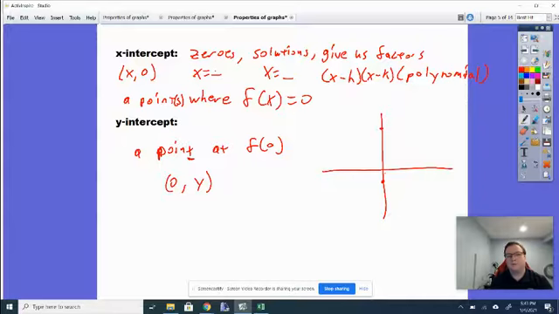Now, can I have a graph with multiple functions? Sure. But within each function itself, I can only have one y-intercept, assuming, again, it's truly a function. Something like this is not a function. It fails the vertical line test.